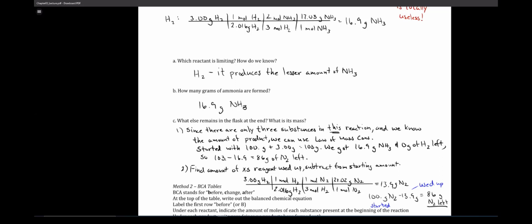Like you said, you can just subtract 16.9 grams of ammonia from 3.00 grams of hydrogen, right? Yes. You subtract 100 from that. Yes, and that works on this problem because it's a special case. There's only two chemicals. There's only two elements, nitrogen and hydrogen. If this had nitrogen, oxygen, and hydrogen, this wouldn't work, right? Because this would be only one element or something. So that definitely works in this problem.